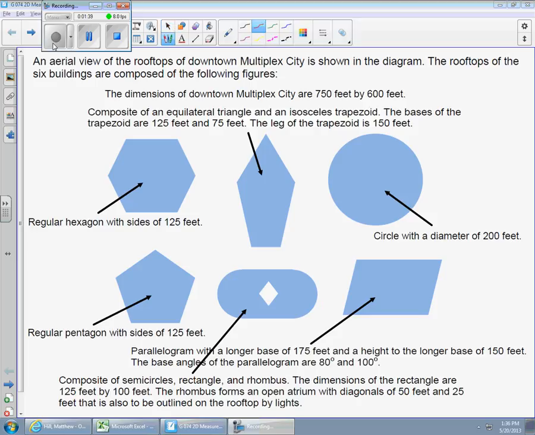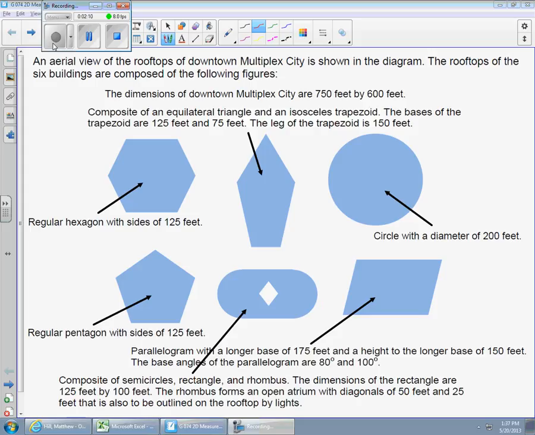Okay, so one of the bullet points that you are given is that the dimensions of downtown Multiplex City are 750 feet by 600 feet. That probably seems like important information in the sense that they may ask us about the total area of Multiplex City or maybe the perimeter, and then those measurements of the entire shopping mall or whatever this thing is, we may need that. Okay, so file those away somewhere.